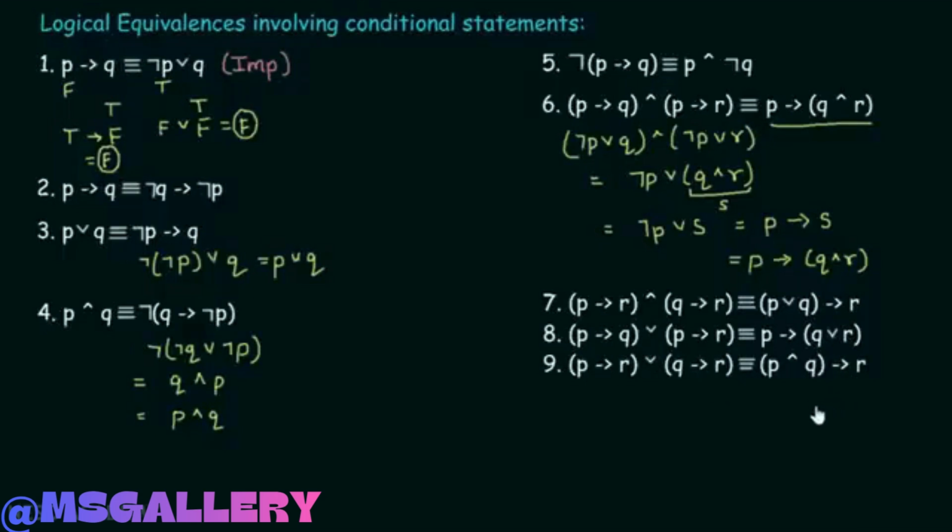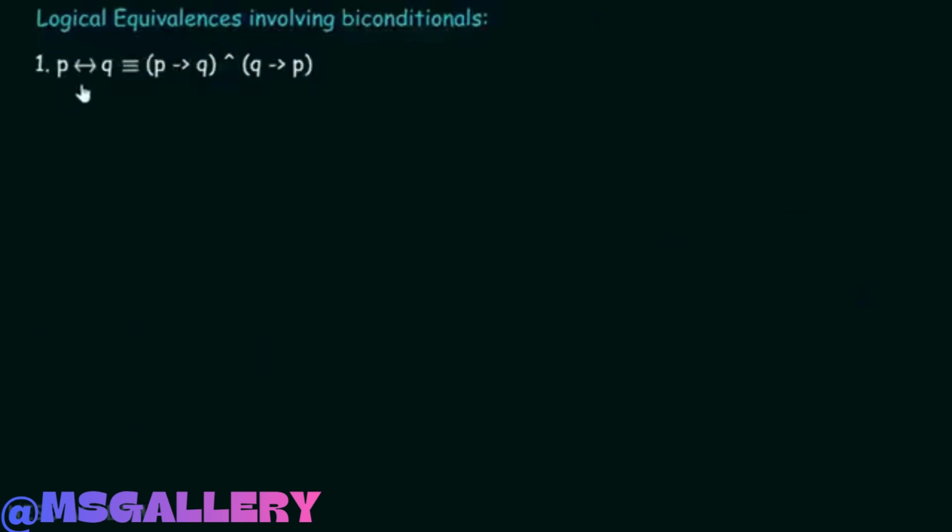Now let's consider the logical equivalences involving biconditional statements. We know that P biconditional operator Q is equivalent to P implies Q and Q implies P. P is not only a sufficient condition for Q, but P is also a necessary condition for Q, right? Now the second logical equivalence would be P biconditional operator Q is equivalent to not P biconditional operator not Q.